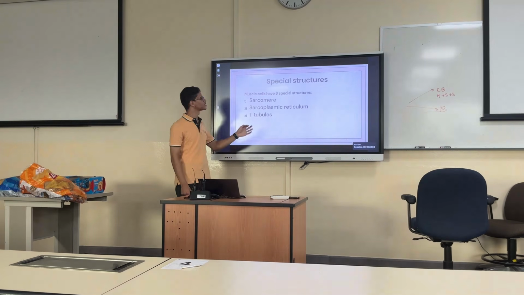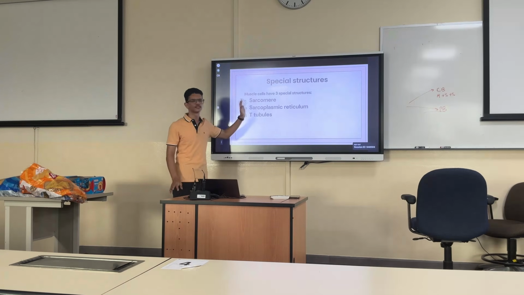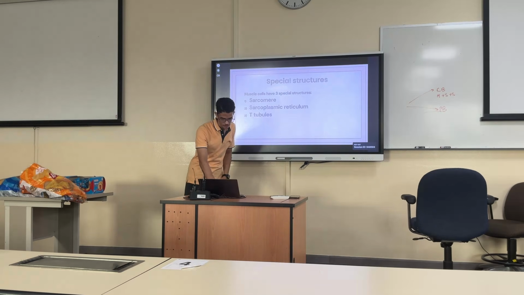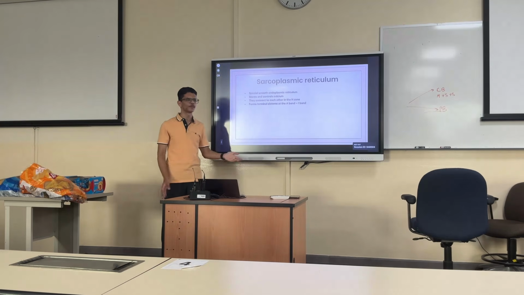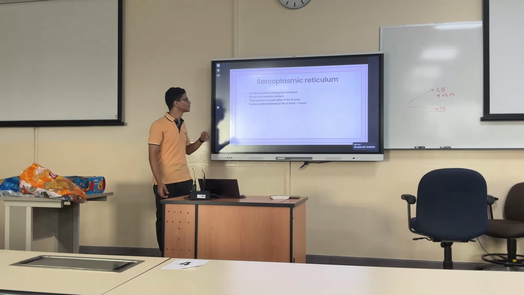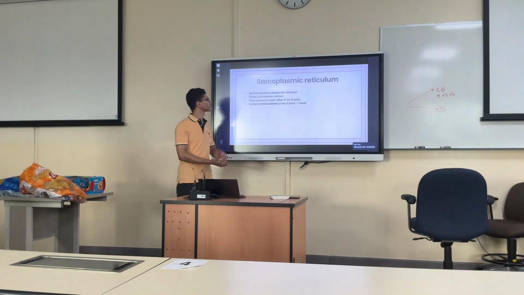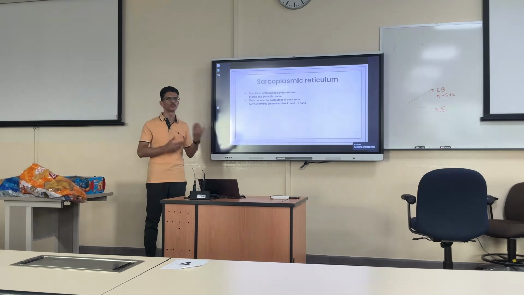Okay, there are some special structures in the muscle fibers. Sarcomere we already discussed. Now we are going to discuss the sarcoplasmic reticulum and T-tubules. The sarcoplasmic reticulum is a special type of endoplasmic reticulum, and it's only found in muscles as well. It's especially smooth endoplasmic reticulum. Its main function in muscle is to store and control the movement of calcium.